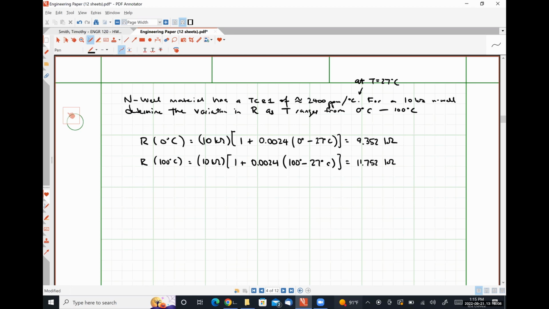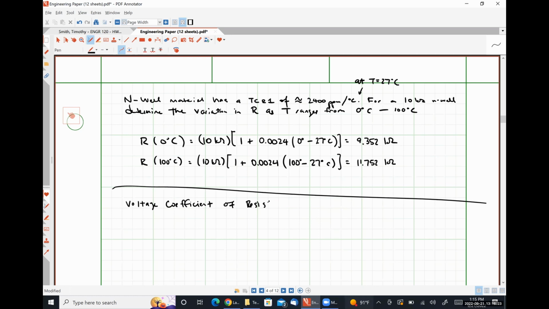All right, now let's talk about the voltage coefficient of resistance. And we've touched on this slightly, but we'll give it a more formal treatment.